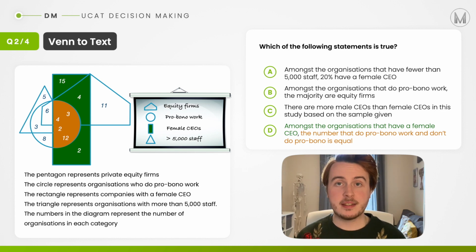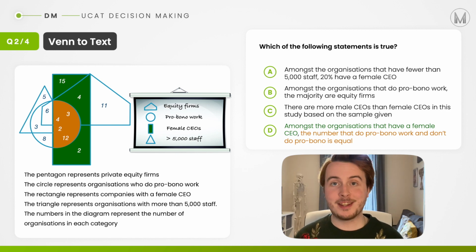So we're going to take that rectangle in the middle, and the number that do not do pro bono work versus the number that do. So we're going to be looking for that overlap of that circle. The bit where that circle intersects with our rectangle, female CEOs, is going to be the number that do pro bono work. And the number outwith that is going to be the number that do not.